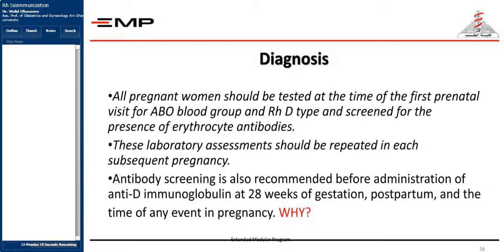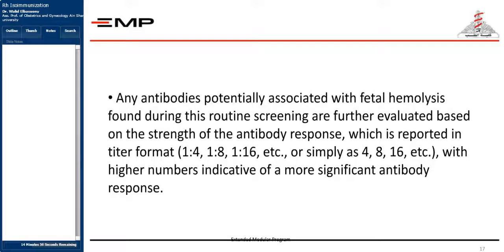How could you diagnose the condition? All pregnant women should be tested at the time of the first prenatal visit for ABO blood group and RhD type, and screened for the presence of erythrocyte antibodies. These laboratory assessments should be repeated in each subsequent pregnancy. Antibody screening is also recommended before administration of anti-D immunoglobulin at 28 weeks of gestation, postpartum, and at the time of any event in pregnancy.